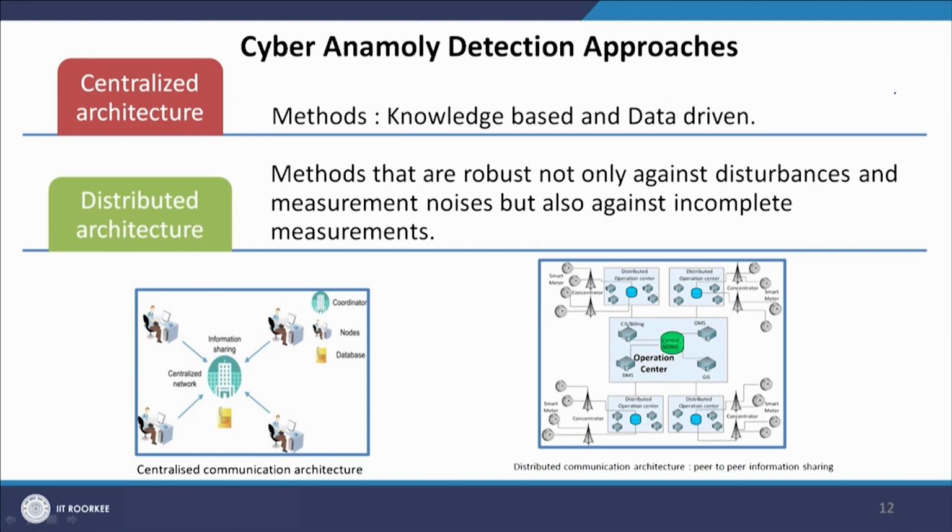And you could see the left hand side diagram, which represents your centralized communication architecture, where you can do information sharing. This is a centralized network, and everyone communicates to this centralized setting. However, in case of distributed communication architecture, there is peer to peer information sharing, and as you could see, this is my operation center, and then you have similar sections, this is 1, this is 2, this is 3, and this is 4, and they are distributed. So, they can carry out their own strategy and inform the control center.